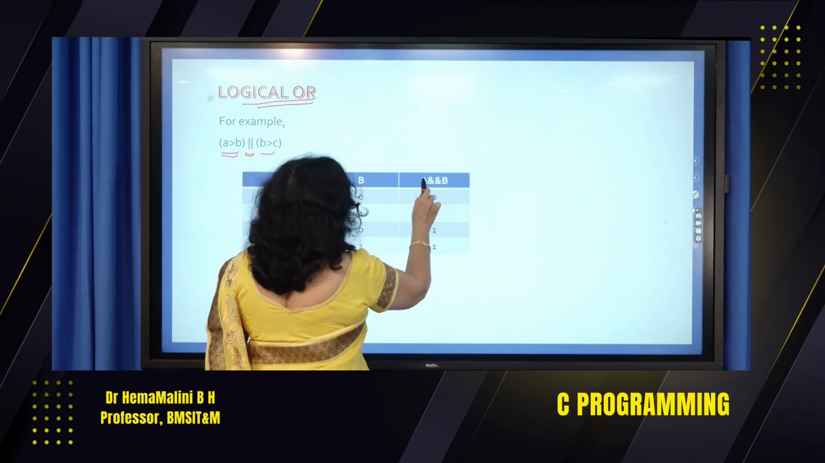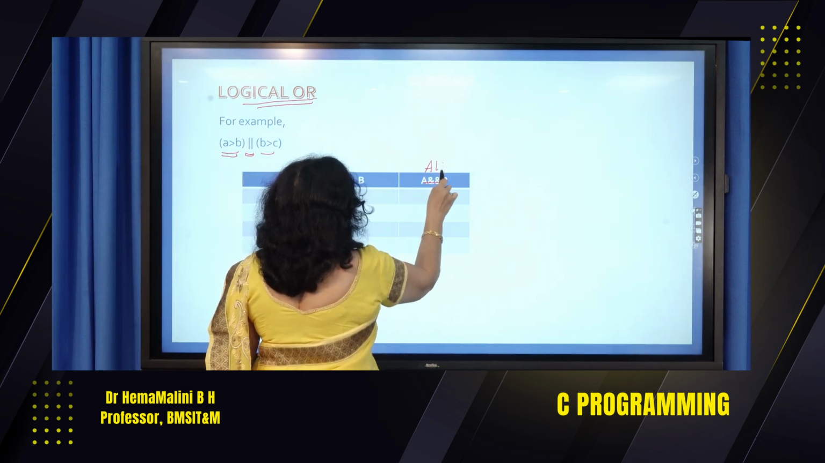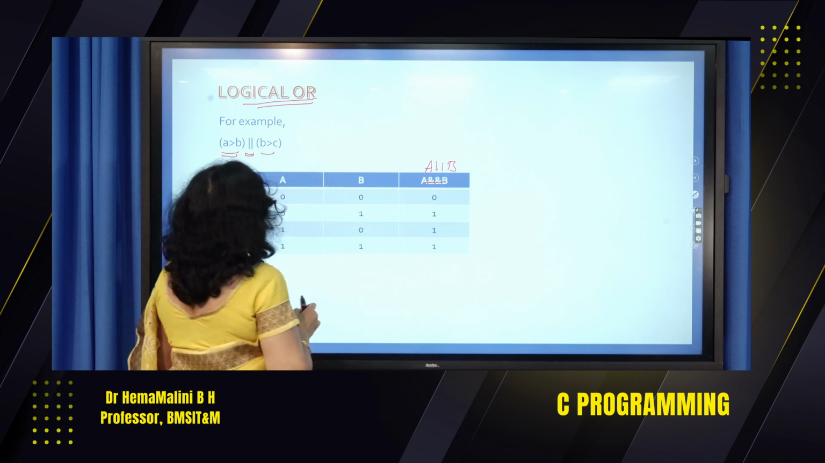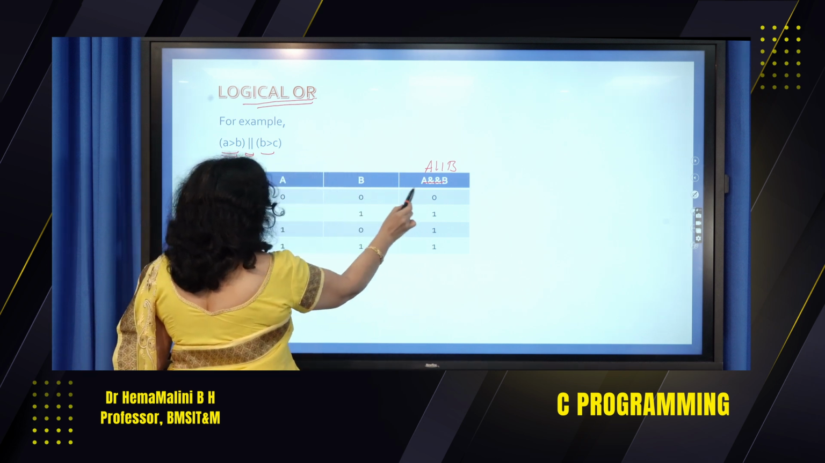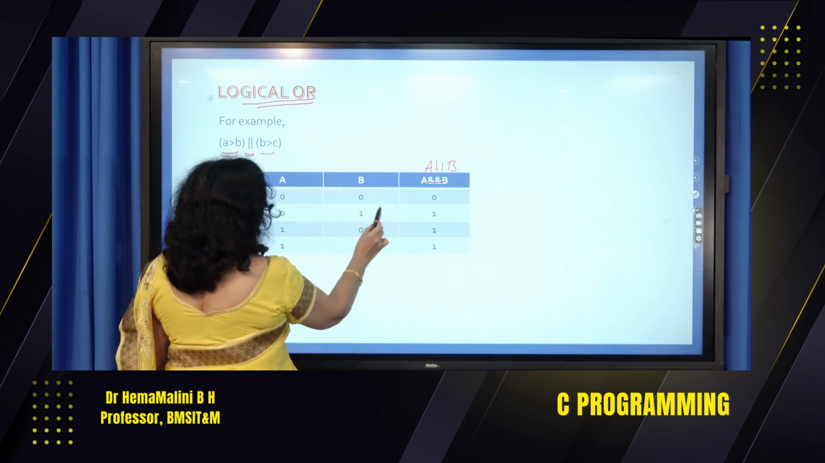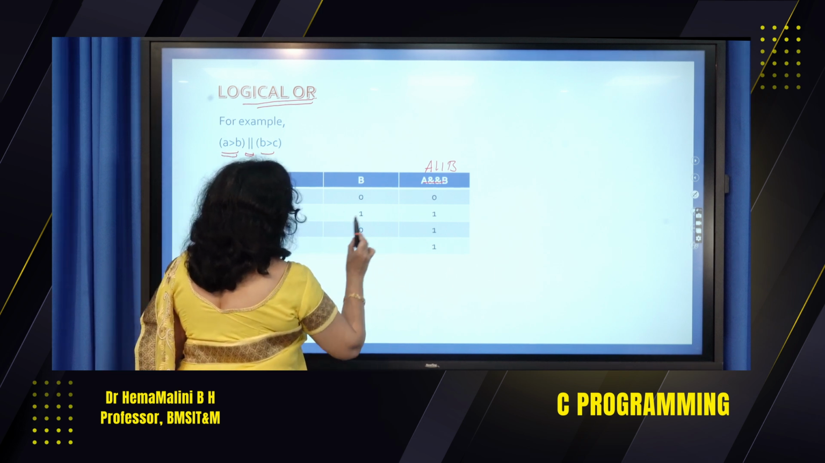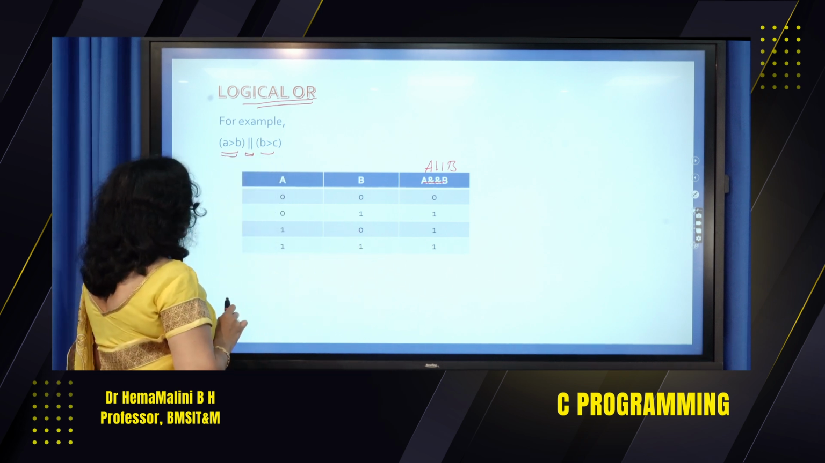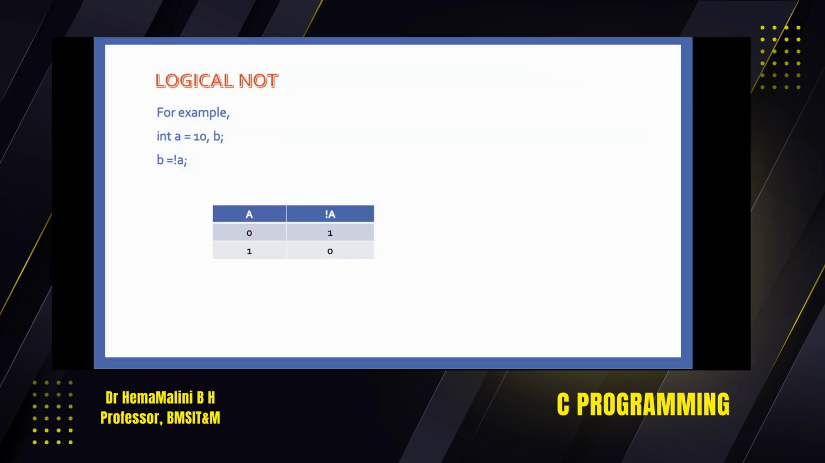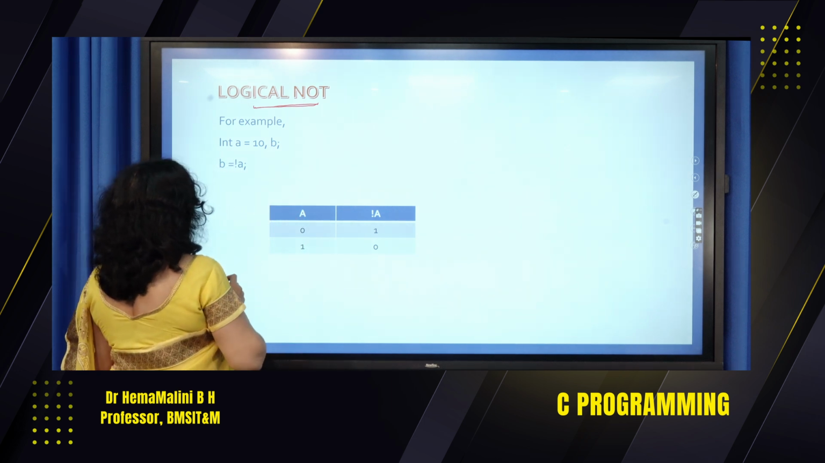Sorry, this is OR. This is A or B. So, 0, 0 would be 0, 0, 1 is 1, 1, 0 is 1, 1, 1 is 1. So, this is logical OR. Now, let us see logical NOT operation.